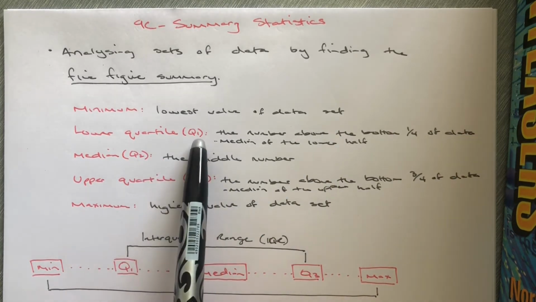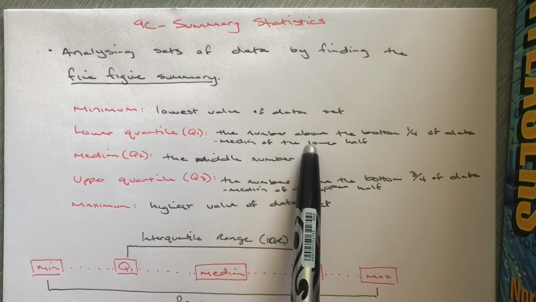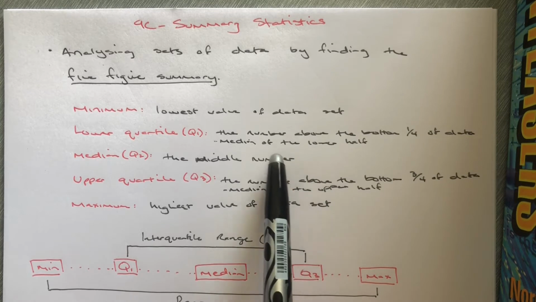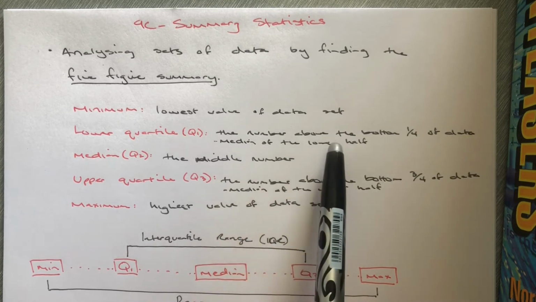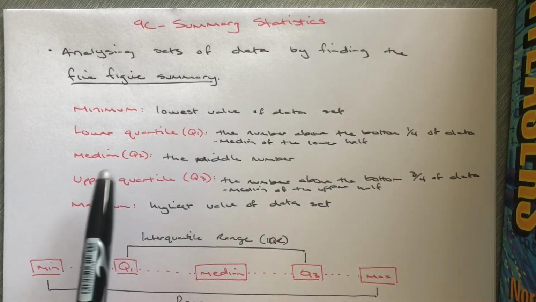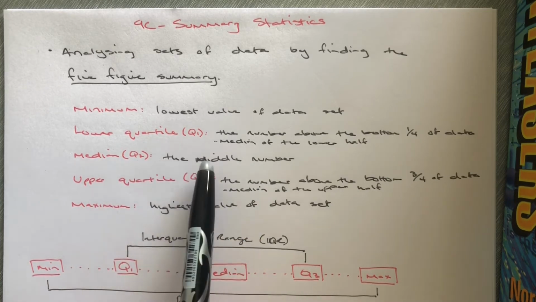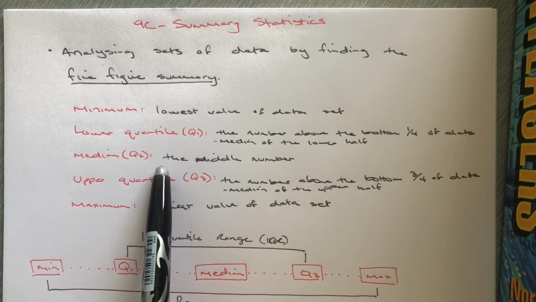The lower quartile, also known as Q1, is the number above the bottom quarter of data. But I think the easier way to remember it is the median of the lower half of the data. So you'd split that data in two and then find the median of the lower half. The median, and I've spoken about this just before, is the middle number. So you'd have your entire list and you'd find the middle number, that's your median.